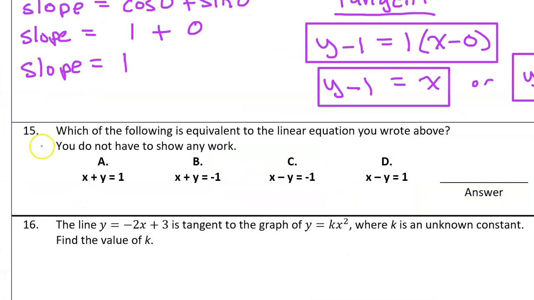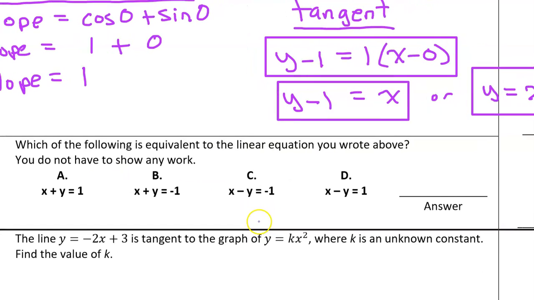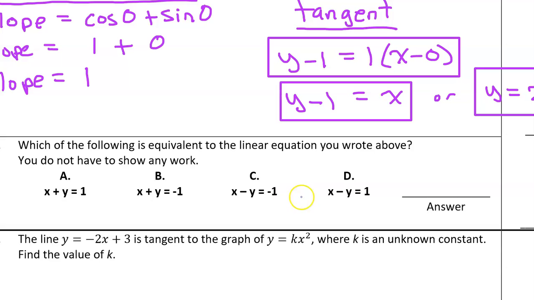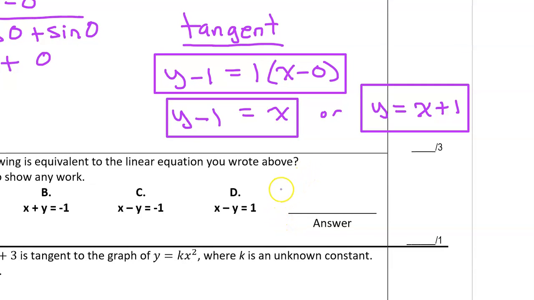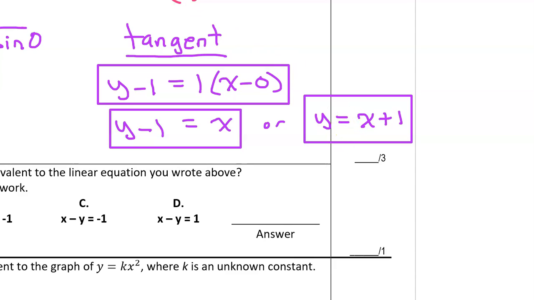But wait, it's not over. Number 15 connects back to this. Which of the following is equivalent to the linear equation you wrote above? No work is needed. So I see in all of these forms we have x and y on the left, and then we have the constant on the right. So if I were to take any of these versions, let's look at this last one just as an example. If I were to take this and subtract x from both sides, this would give me y minus x. Well, you know what? They're putting the x's in the front, aren't they? So let me write it that way.